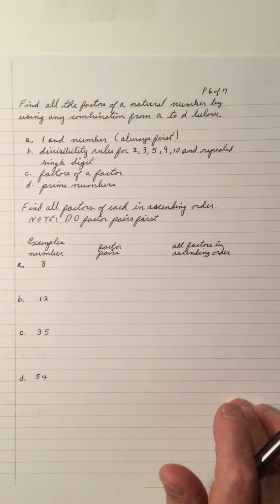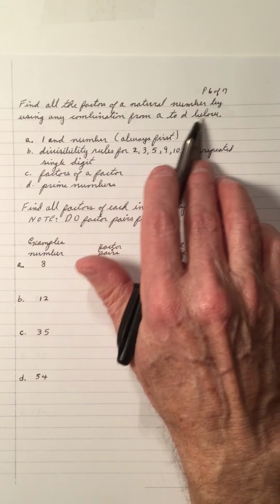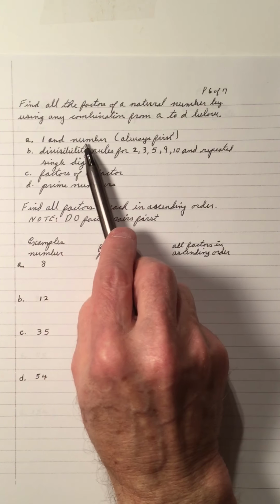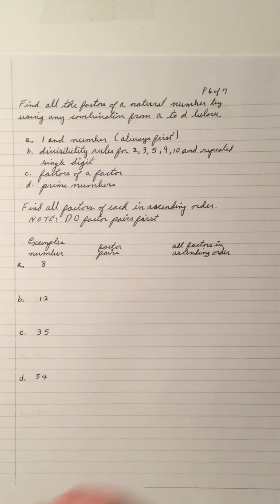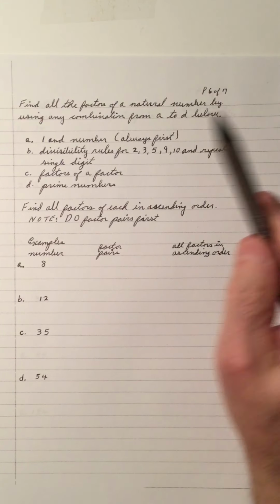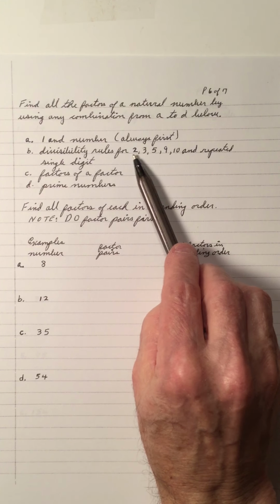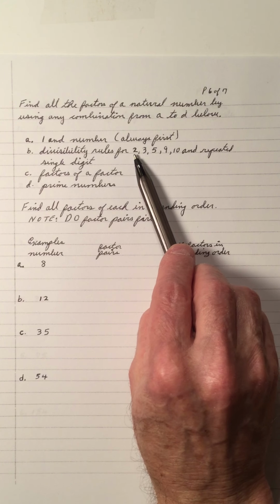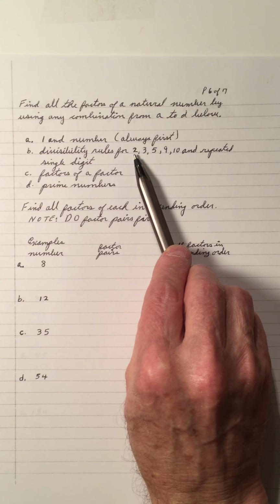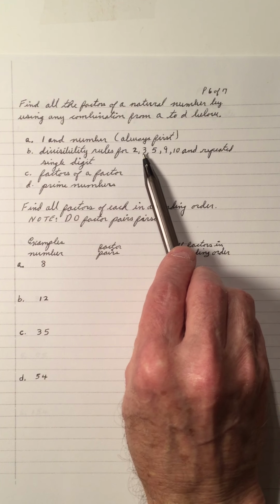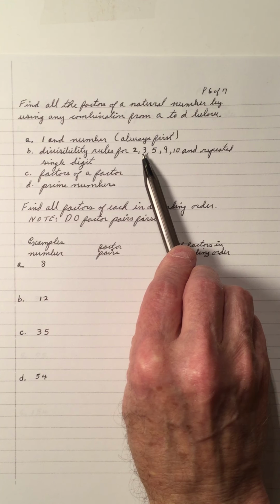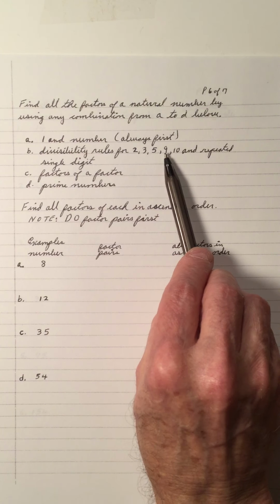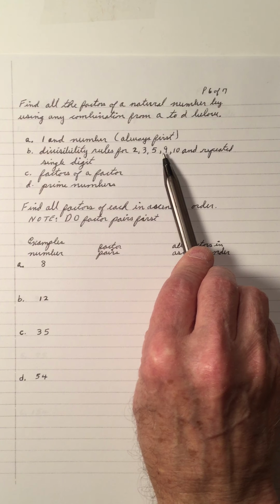Find all the factors of a natural number by using any combination from A to D below. One of the first pair of factors that I always write down is 1 times the number. Always first. 1 and the number is always a factor pair. You can use your divisibility rules for 2, 3, 5, 9, 10, and repeated digits. Like 2 is even, ends in a 0, 2, 4, 6, 8, even number. 3, sum of the digits is a multiple of 3. 5, it ends in a 5. 9, the sum of the digits is a multiple of 9.